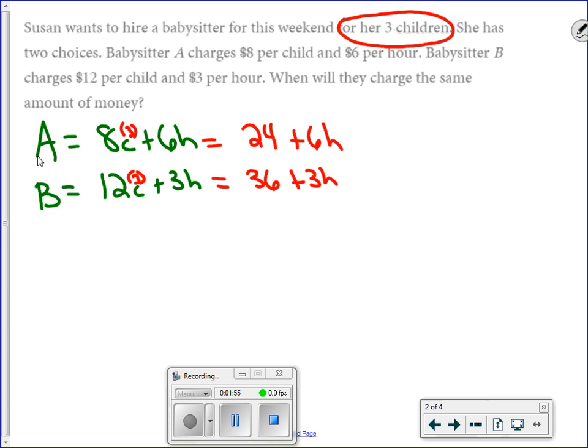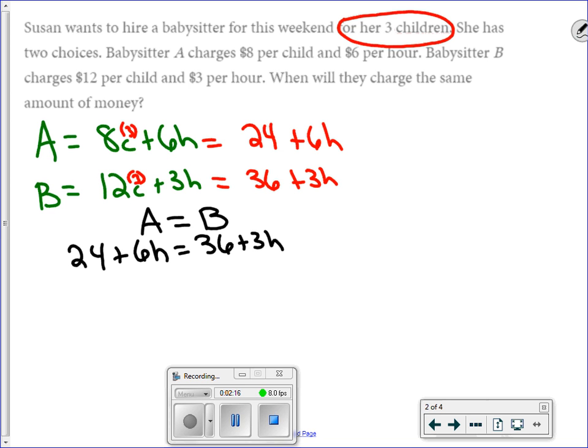So what I'm really trying to do is, when does A equal B? When does babysitter A charge the same amount of money as babysitter B? So what I can do is take babysitter A's equation, 24 plus 6H, and set it equal to babysitter B's equation, 36 plus 3H. So now I'm going to solve for H.